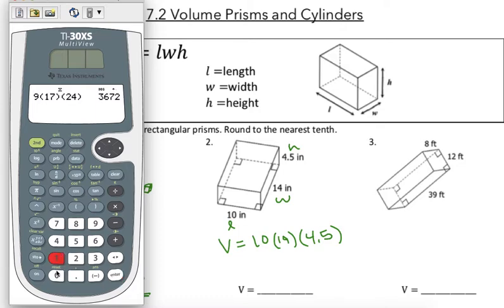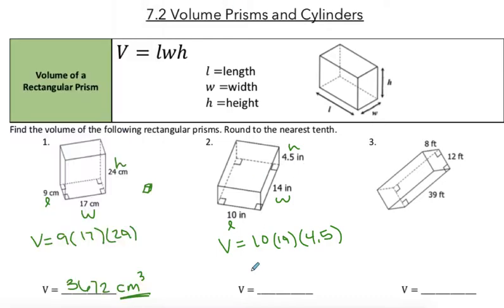In my calculator, I'm going to go 10 times 14 times 4.5. How many cubic inches can fit in there? I get 630. I didn't need to round. So I have 630, and now my label is inches cubed. Just like the last one was a centimeter by a centimeter by a centimeter, now we would have an inch by an inch by an inch that would fit into this box.